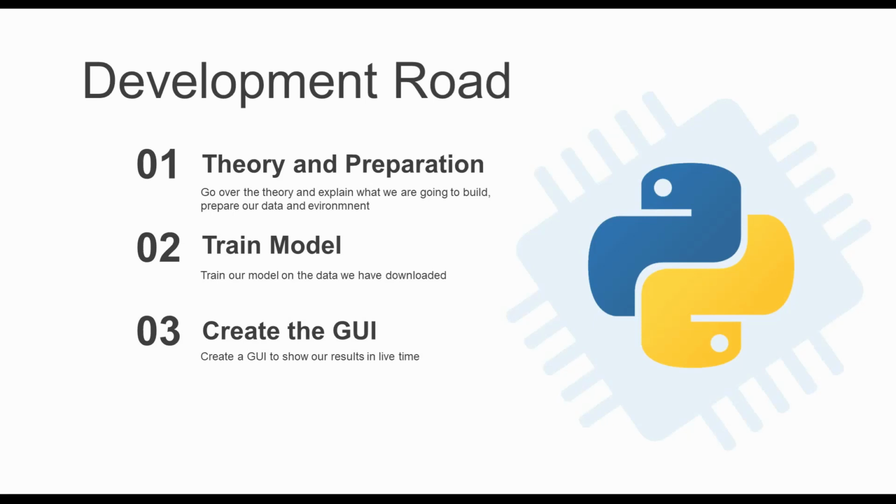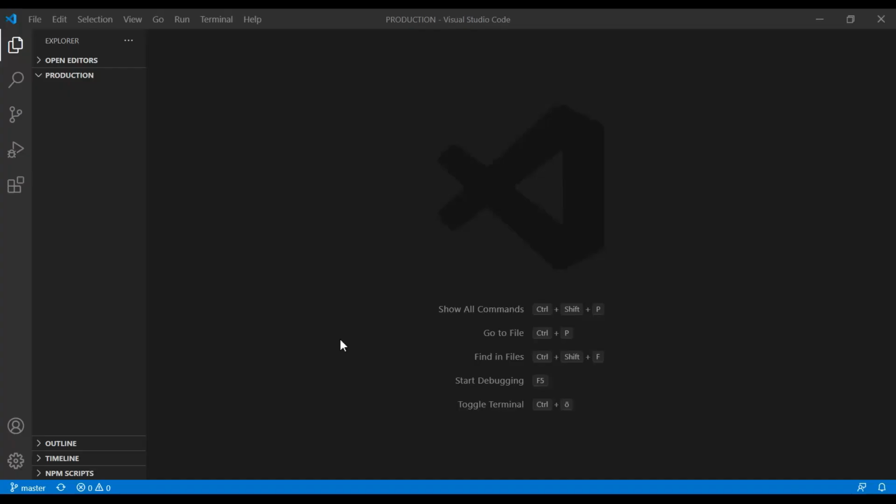Then we are going to create the GUI. We are going to create a Python GUI using Tkinter. We are going, as you have already seen, to live stream the video and our predictions, and also our avatar to our application. So if you're interested, let's get into coding.